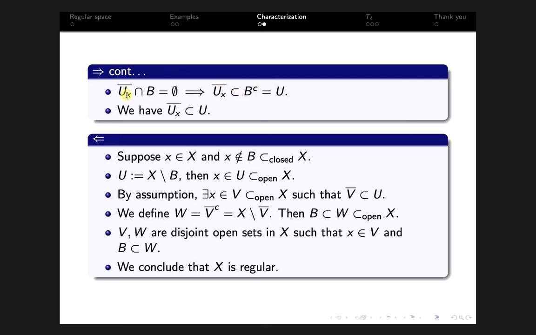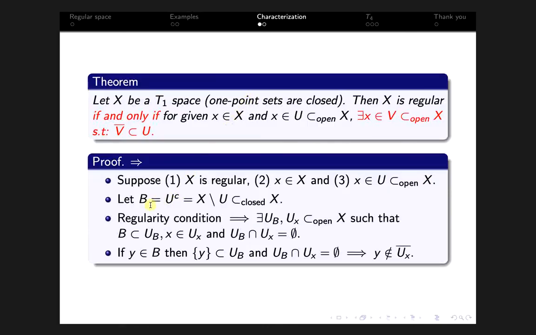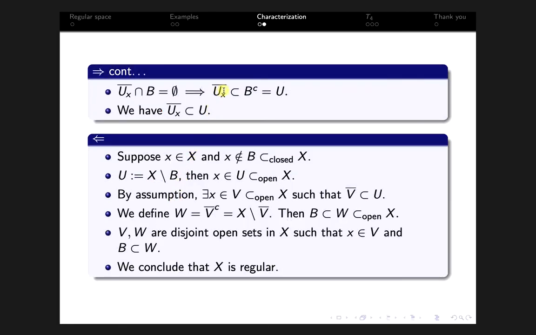Anyway, we get UX closure intersection with B is equal to the empty set. This implies UX closure is contained in B complement. And what is B complement? Because B is equal to U complement, B complement is equal to U. Therefore we have UX closure contained in U.